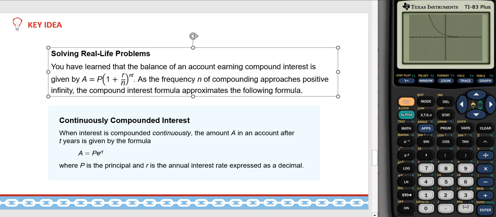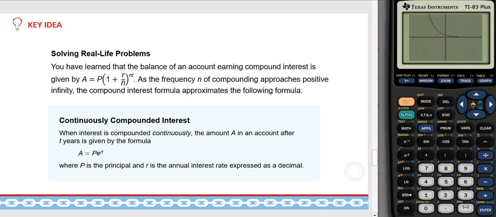You use that equation. The continuously compounded interest formula, which I've never seen a continually compounded interest account, but it is A equals P times e, the natural base, to the r times t power. So the amount in your account is equal to principal times the natural base, and your exponent is your annual rate times time.